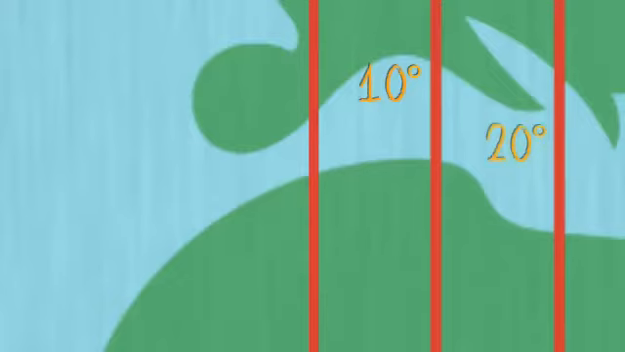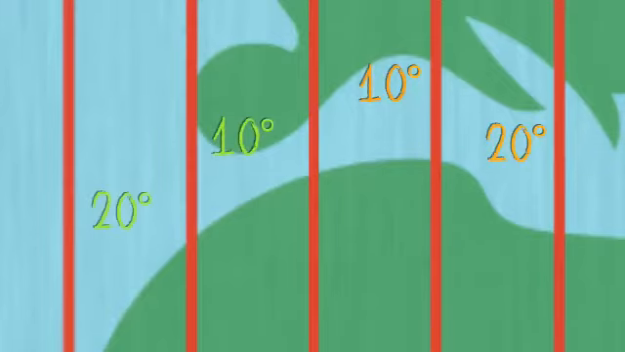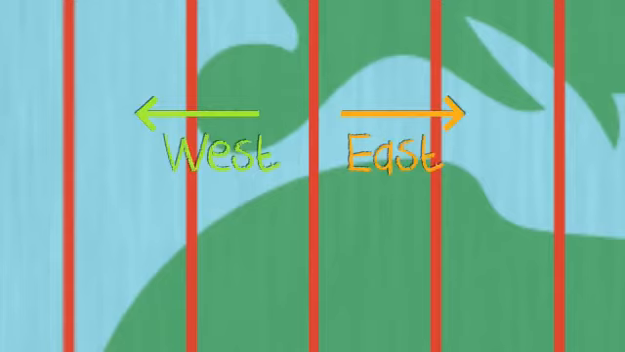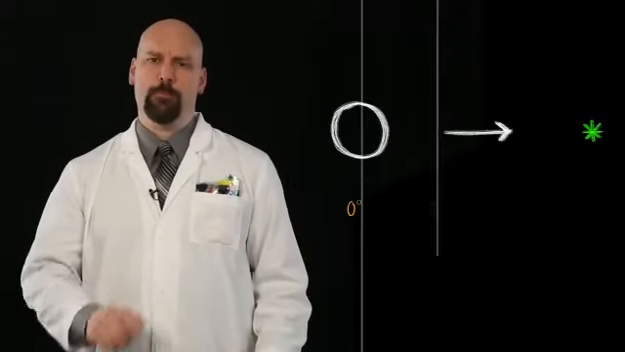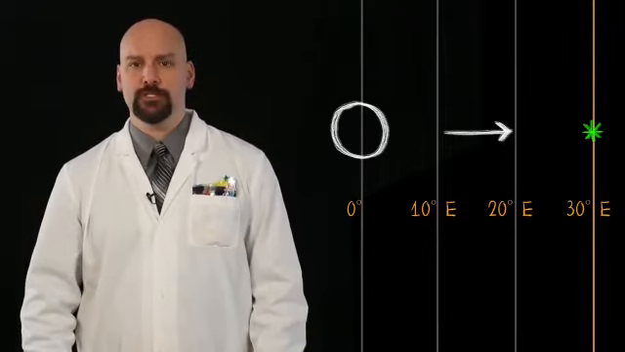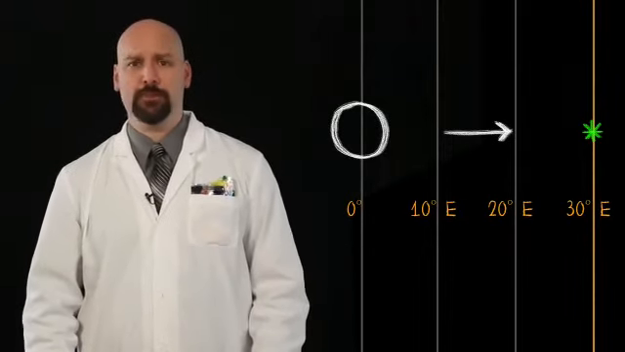And also notice on the other side of 0, the same thing happens, 10 degrees and 20 degrees. And the way we label these is which side of 0 is east and west. And you'll notice that this point is 10 degrees east and this one is 10 degrees west. So here is our point at 30 degrees east. But is that enough to land our plane?